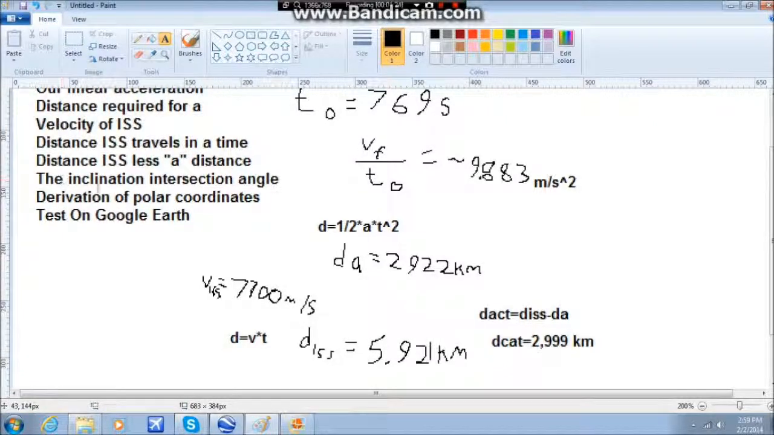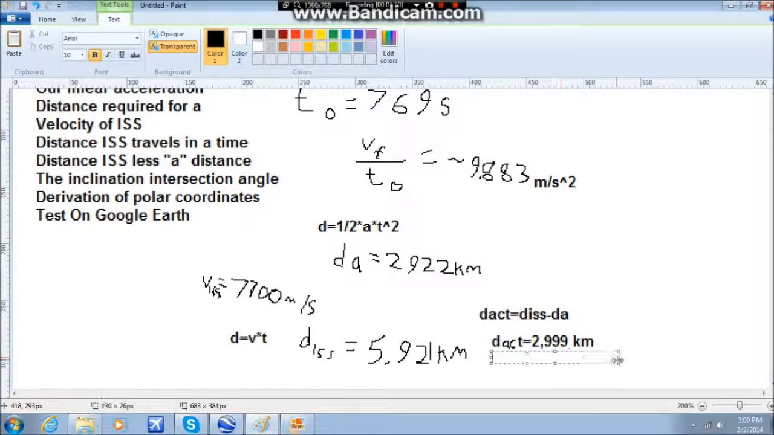So next we have this very important quantity, and I misspelled it. This is supposed to be d-actual, not d-cap. There we go. D-actual is approximately 3,000 kilometers. So now we need one more quantity, and that is going to be the angle of intersection between the nearest line of latitude, which is going to be defined as the origin, and the inclination of the ISS orbit.